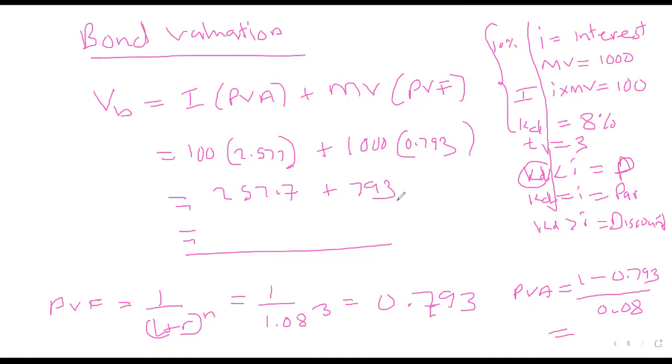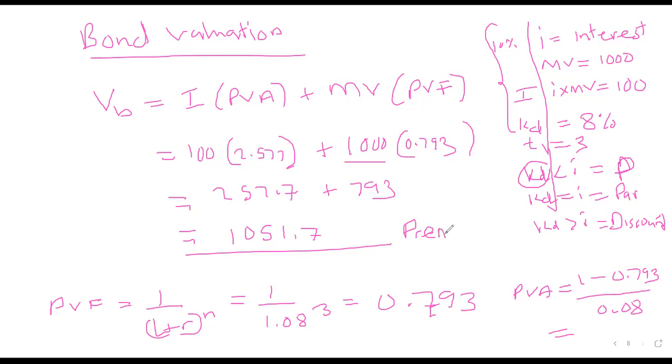Add up, what are you getting? $1,051.7. So since this amount is exceeding the par value, this is called a premium bond.